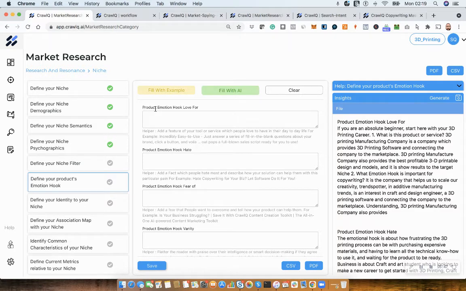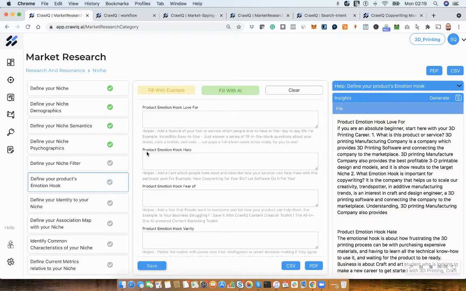Product's emotion hook, love. What do they love? Add a feature of your tool or service which people love to have in their day-to-day life. For example, incredibly easy to use. This is one example.